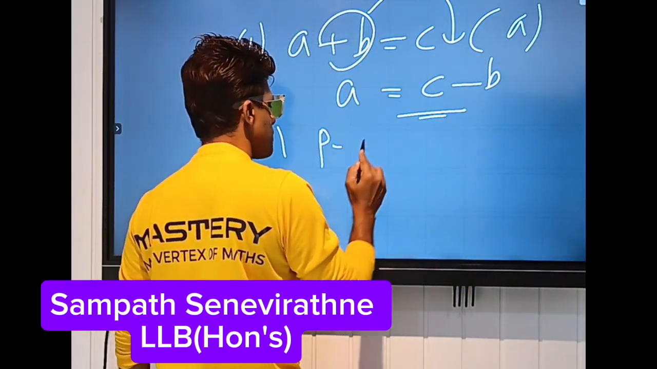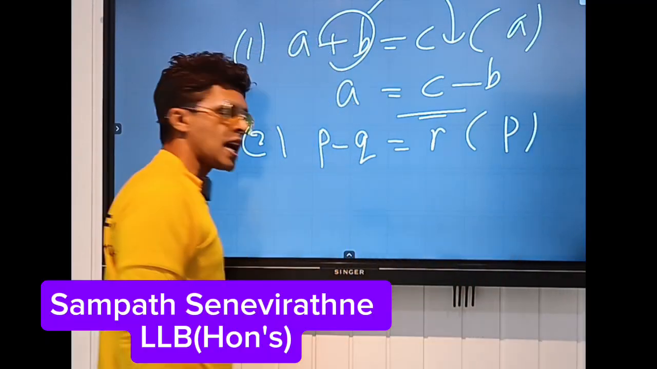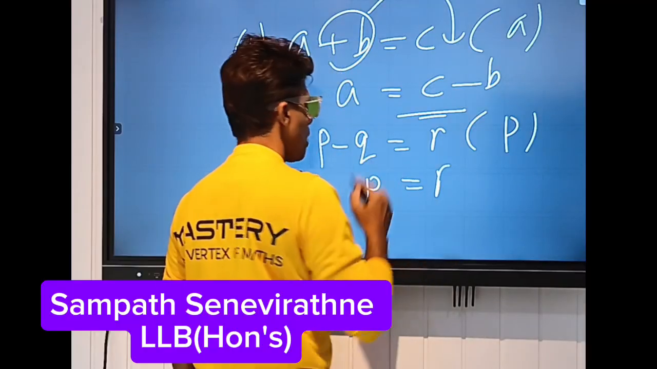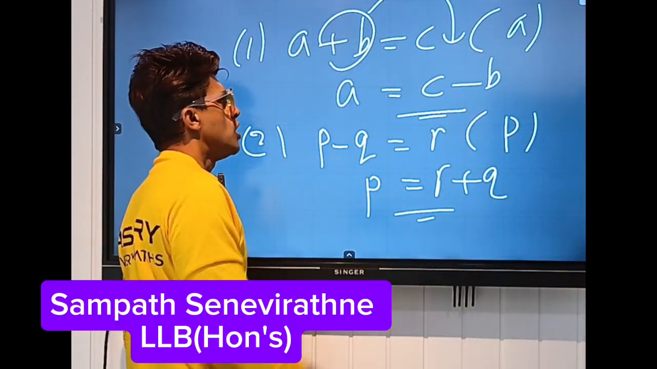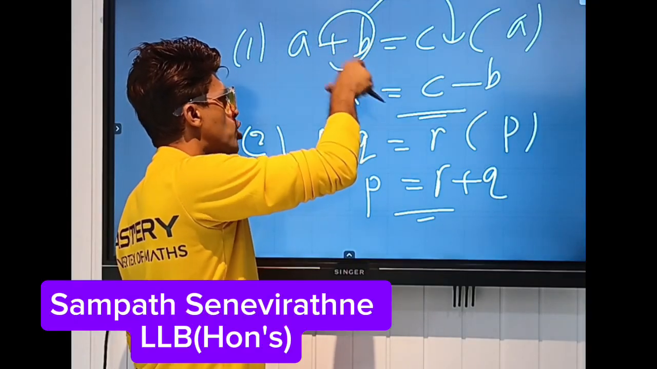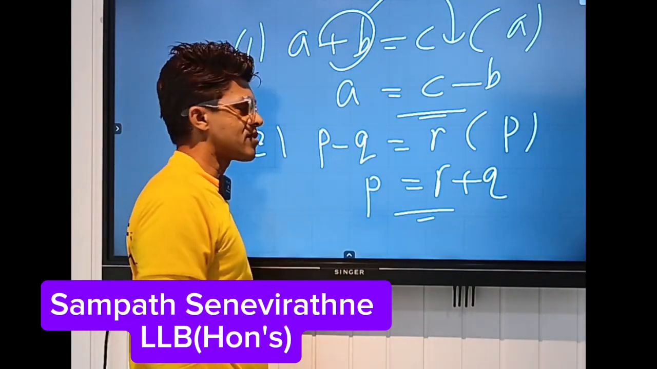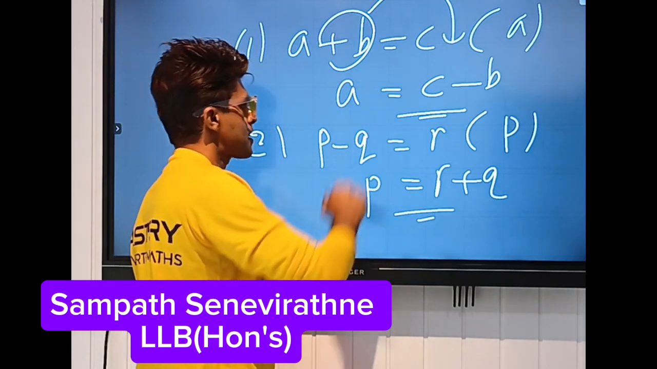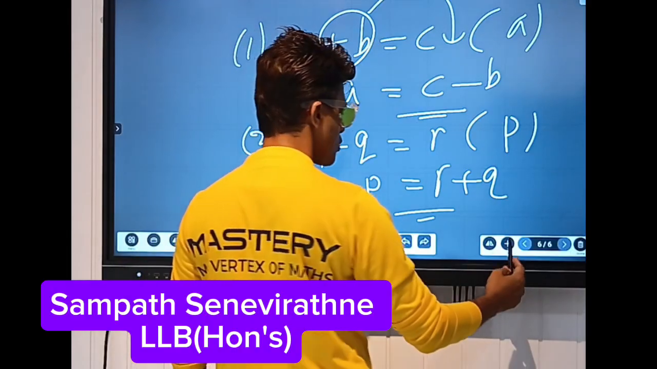Think of this one: P minus Q equals R. You should write the term P as the subject of this formula. So P equals R. So minus Q becomes plus Q. So P equals R plus Q, which means when you bring a positive value into the right side, it becomes negative. When you bring a negative value into the right side of this formula, it becomes positive. So minus Q becomes plus Q, plus B becomes minus B. So the third question here.